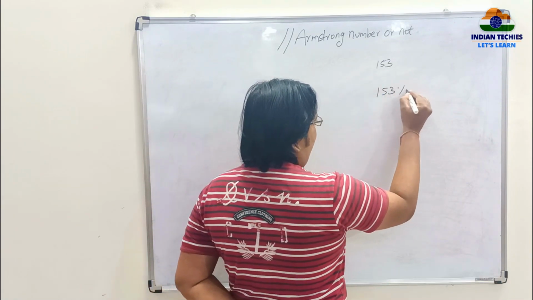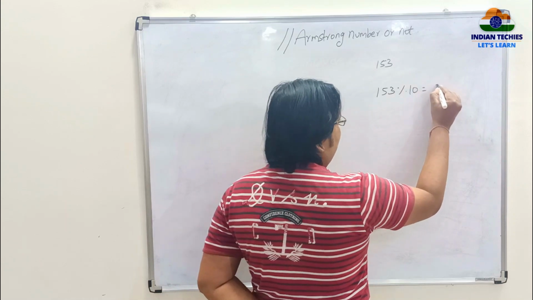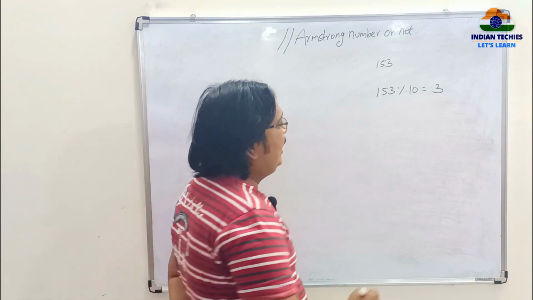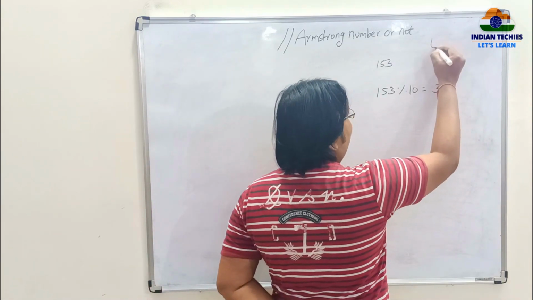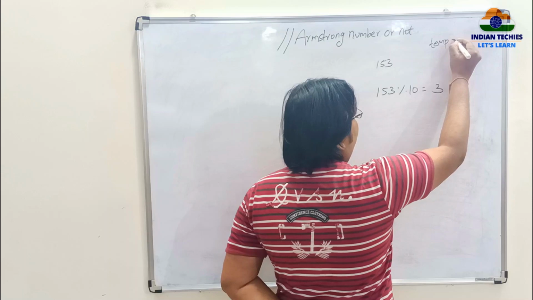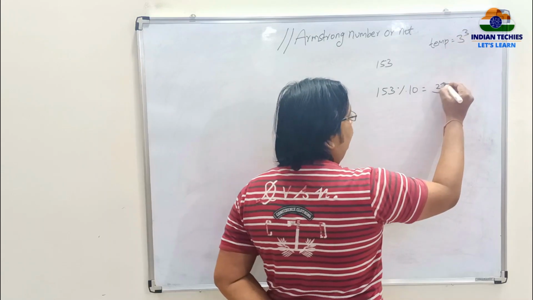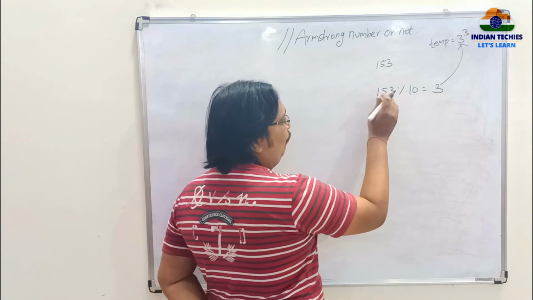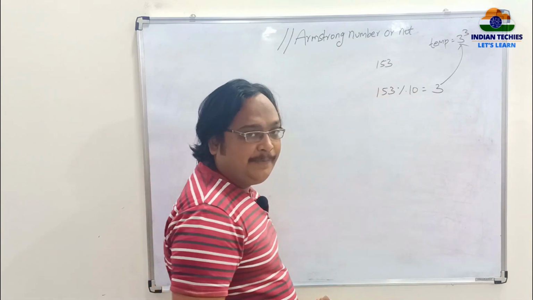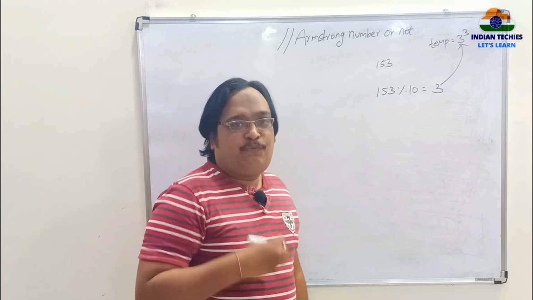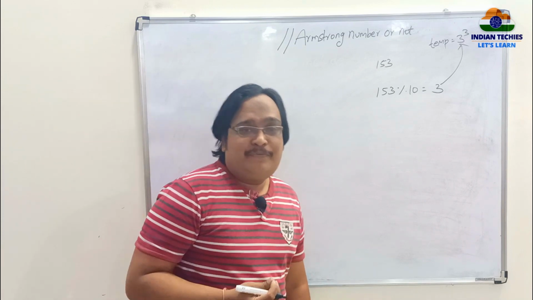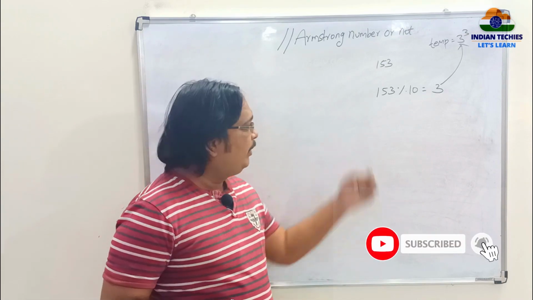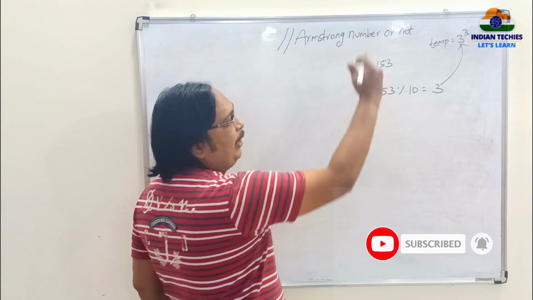153 mod 10, what will you get? 3. This 3 has to be stored in a temporary variable by making it a cube. So from 153 you extracted 3. 153 has not been modified. It has been used in the calculation to get 3. That 3 you kept aside.